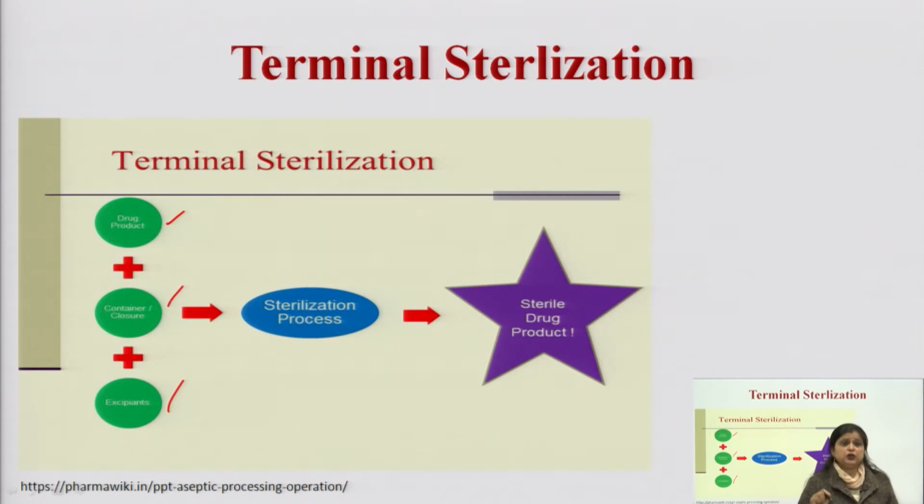In this case, we always do the end product sterilization, meaning once your product has been prepared, whether it is a liquid dosage form or a semisolid dosage form, once you have formulated it, and after preparing that formulation you have packed it within the containers in which you want to dispense, containers like ampoules, vials, that is single dose containers.